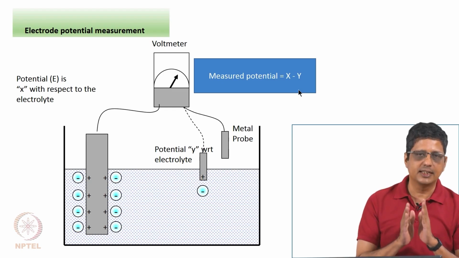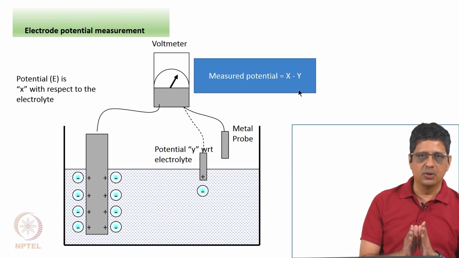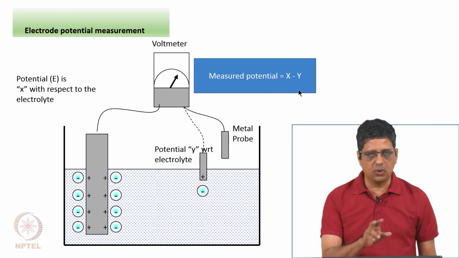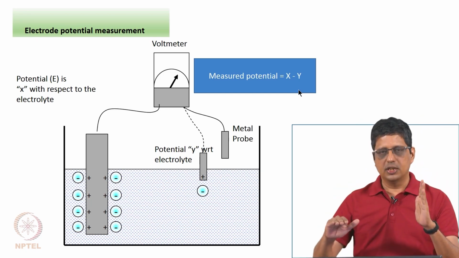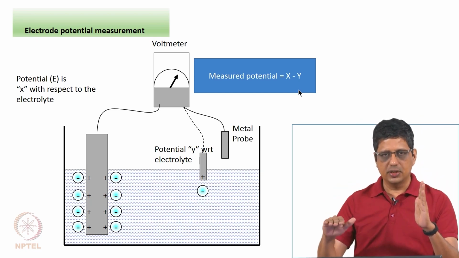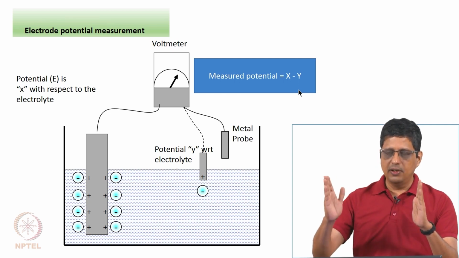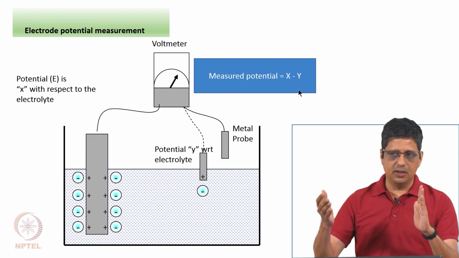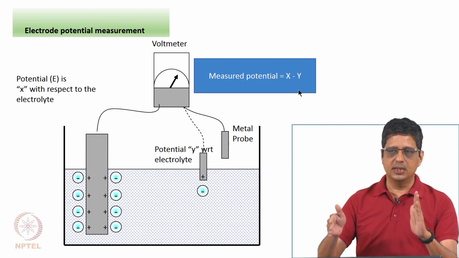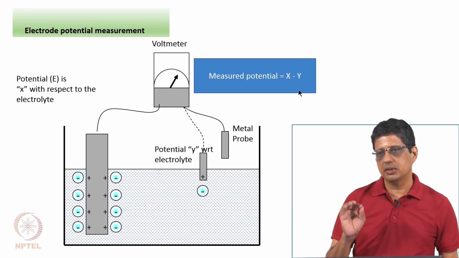We cannot measure the exact value of X, because the Y value is comparable to X, it is not negligible compared to X value. So, we will always be able to measure only the potential drop across one electrode, plus any potential drop that can occur in the solution. It may be negligible, it may not be negligible, that is a separate issue, but we will have to take into account that there is one more electrode. We do not mean it as an electrode, but the moment you insert a probe into this, that becomes an electrode. So, we cannot measure the potential across a single electrode.